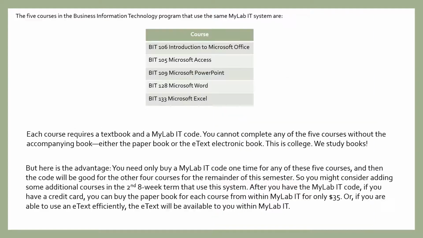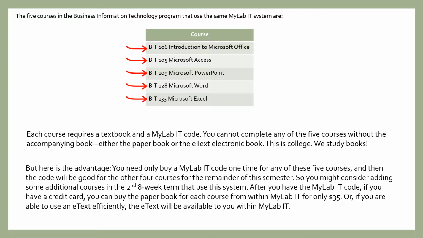The 5 courses in the Business Information Technology program that use the same MyLab IT system are BIT 106 Intro to Microsoft Office, BIT 105 Access, BIT 109 PowerPoint, BIT 128 Word, and BIT 133 Excel. Each course requires a textbook and a MyLab IT code. You cannot complete any of the 5 courses without the accompanying book, either the paper book or the e-text electronic book. This is college, we study books.